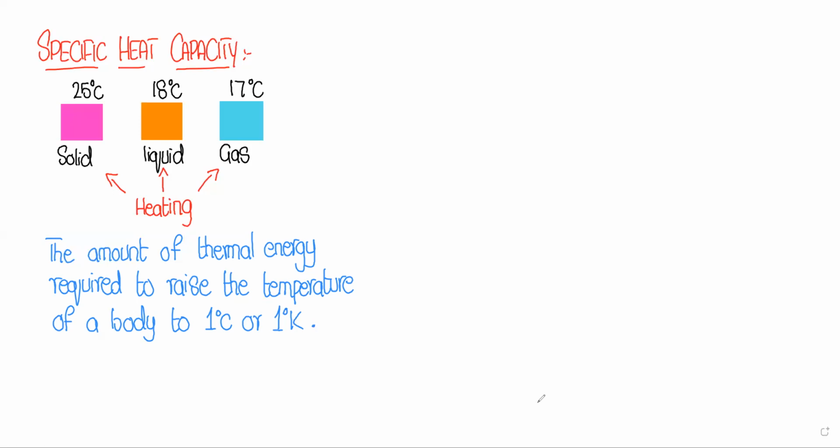We will also discuss some examples with values for common materials that we use in our daily life, like water, iron, copper, and steel. But before that, the symbol for specific heat capacity is C. So C is the symbol for specific heat capacity, and the formula for specific heat capacity is as follows.